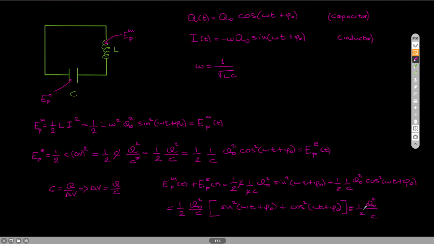This is a constant. Okay, this here is a constant. It does not depend on time. The sum of the two potential energies in the circuit, or if you want, the total potential energy in the circuit, remains a constant and is independent of the time. This is an important result. Why is that the case?